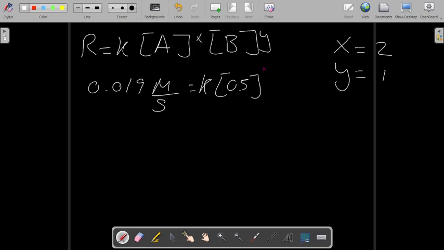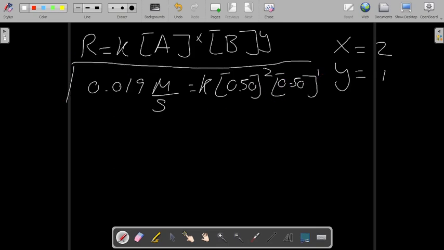Our X is 2. And then the concentration for B is 0.5 again, or 50. 50 is the same. And the Y is 1. Okay? So this right here, if we solve for K, is going to allow us to find K. So let's do that. Let's do the math here.